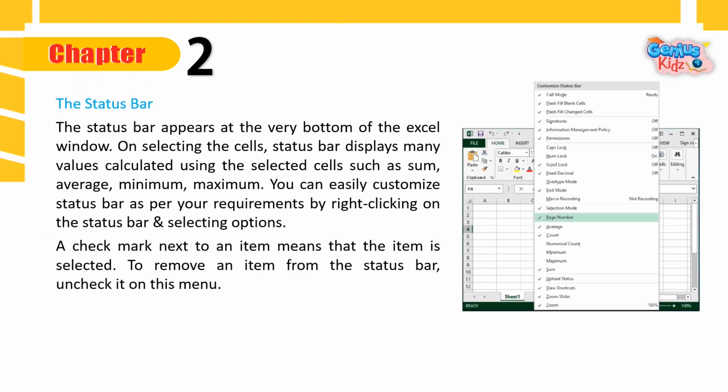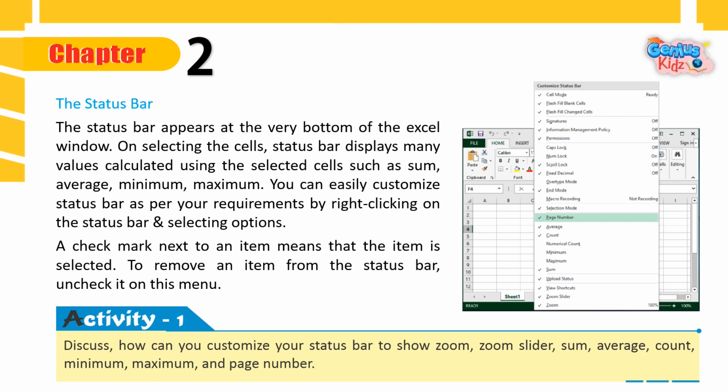The status bar. The status bar appears at the very bottom of the Excel window. On selecting the cells, the status bar displays many values calculated using the selected cells, such as sum, average, minimum, maximum. You can easily customize the status bar as per your requirements by right-clicking on the status bar and selecting options. A check mark next to an item means that the item is selected. To remove an item from the status bar, uncheck it on this menu.